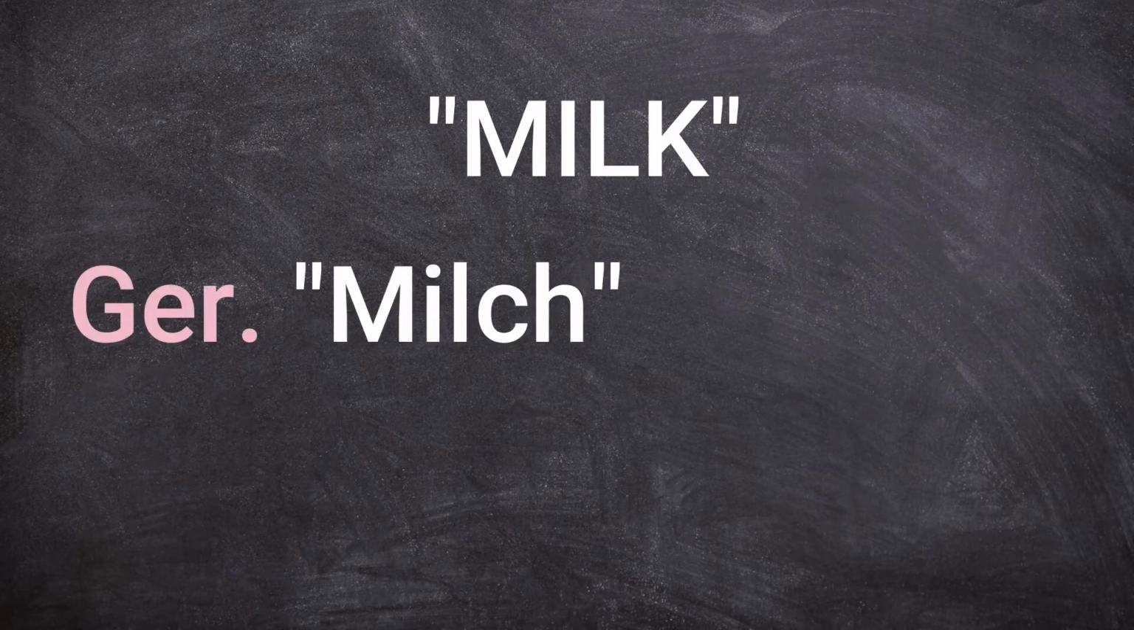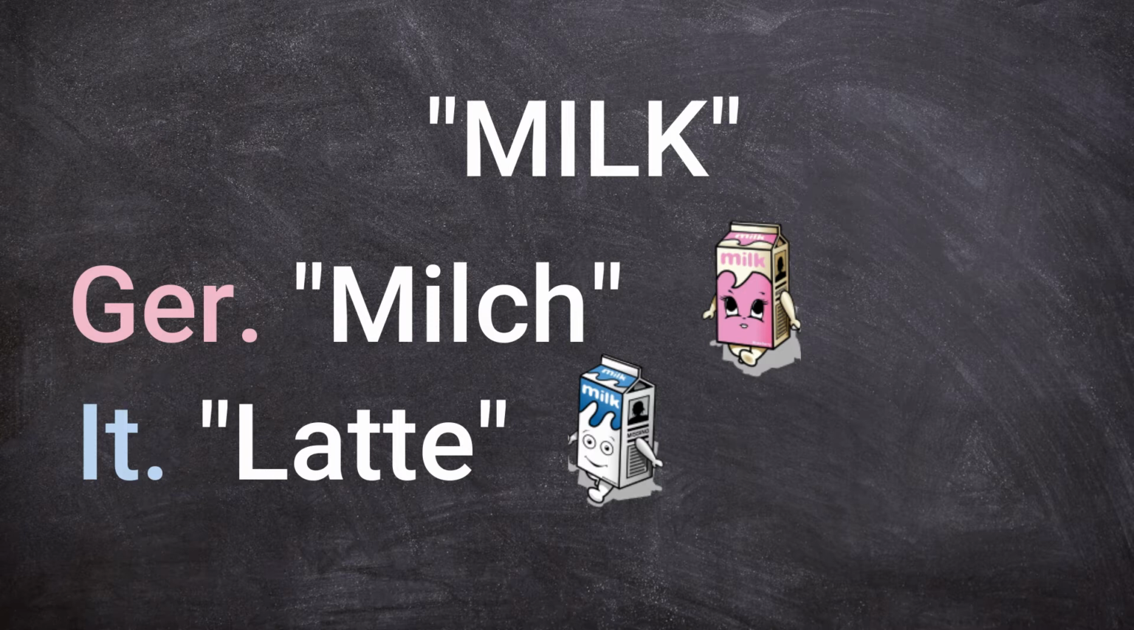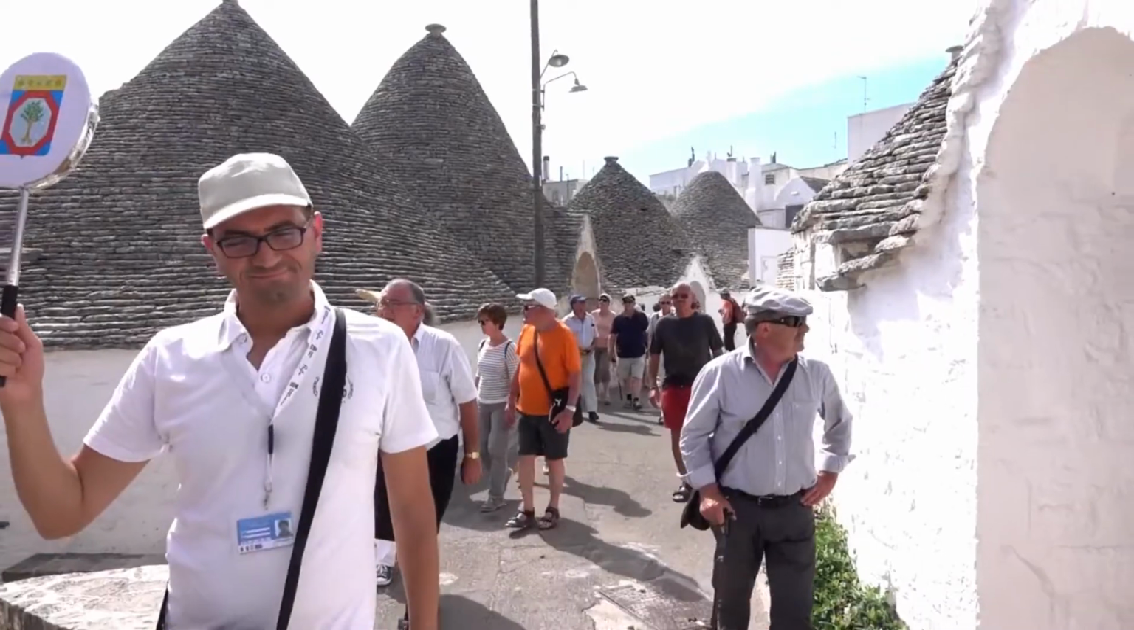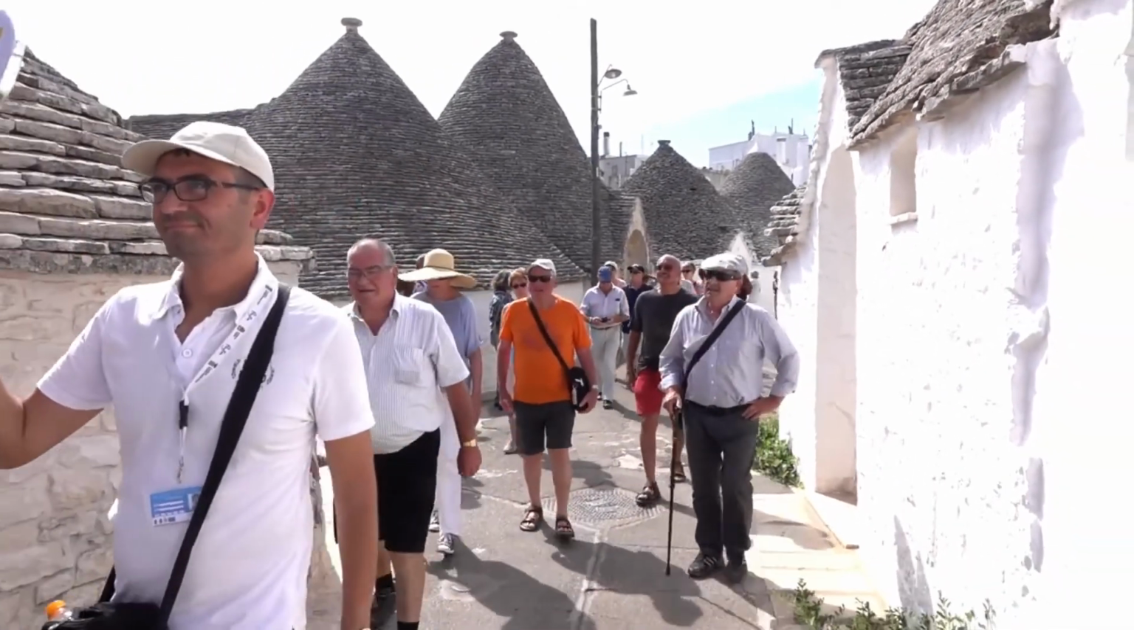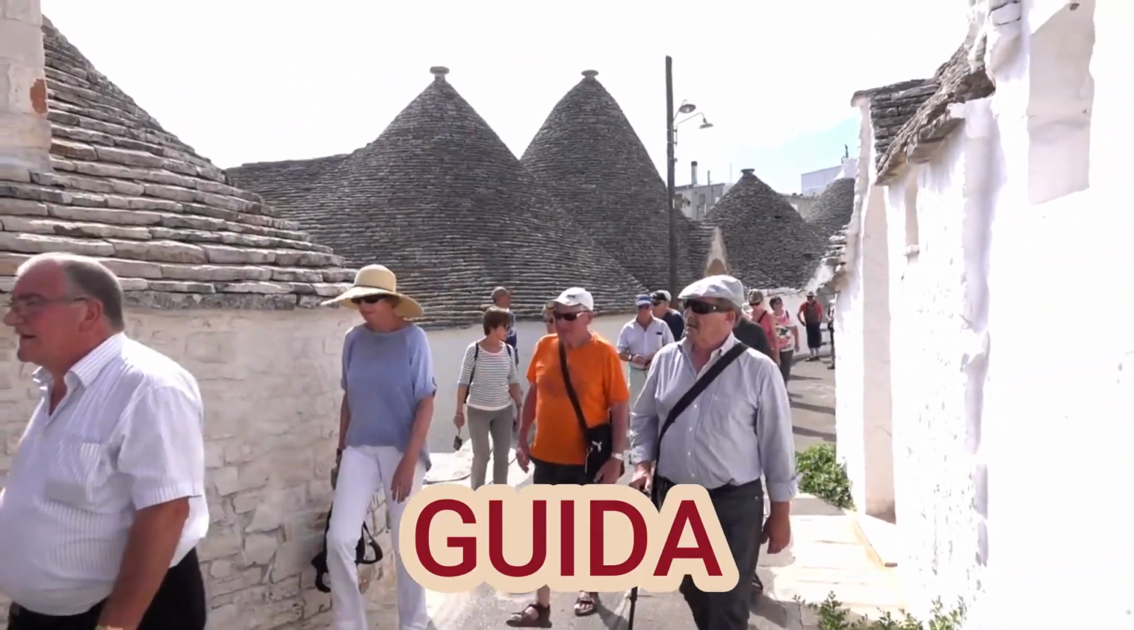For example, in German, Milch, meaning milk, is feminine, while it is masculine in other languages, such as Italian, but neuter in Russian. In Italian, when I talk about myself as a tour guide, I have to use the word guida, which is feminine, so all adjectives must be used in the feminine form. I can't understand why I have to use feminine adjectives while talking about myself.